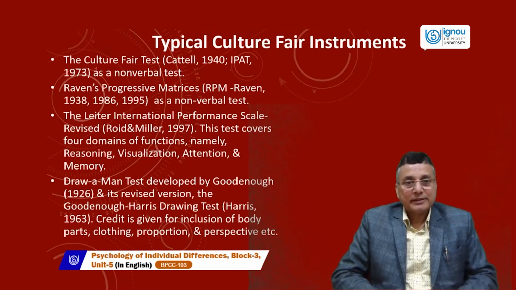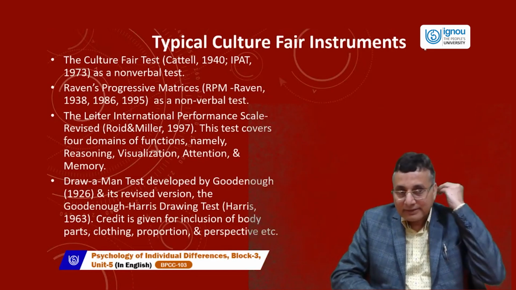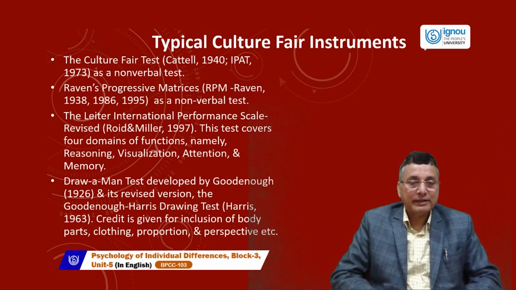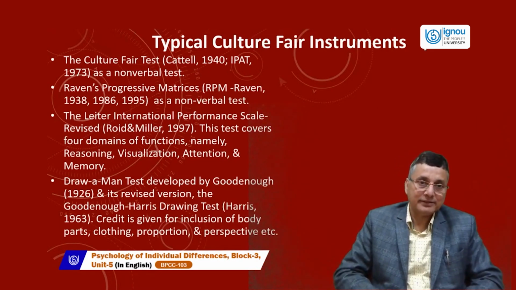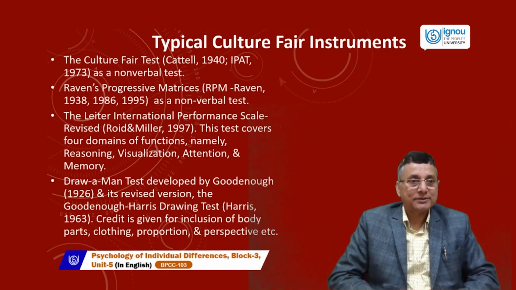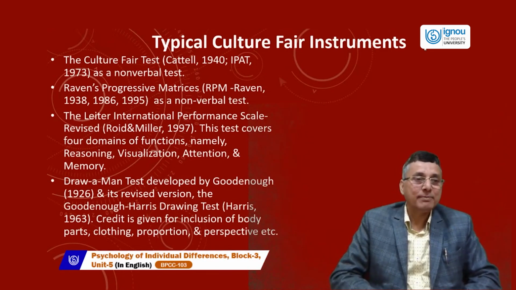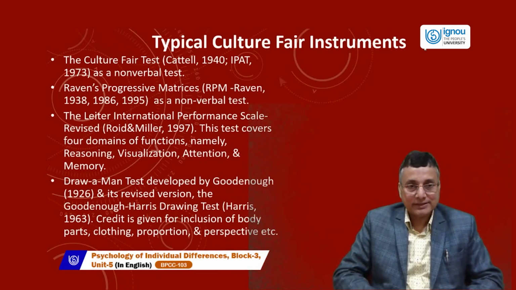Later, there is the International Performance Scale, revised. It was given by Roy and Miller in 1997, and this test covers four domains of functions, namely reasoning, visualization, attention, and memory.